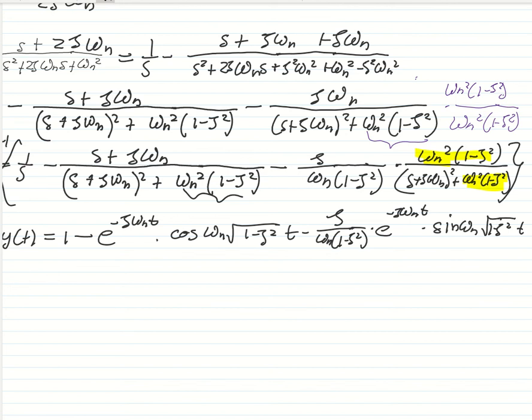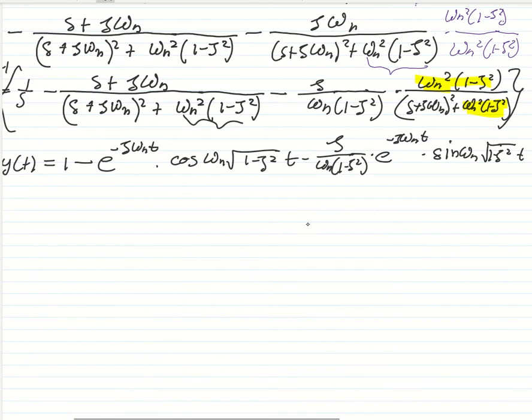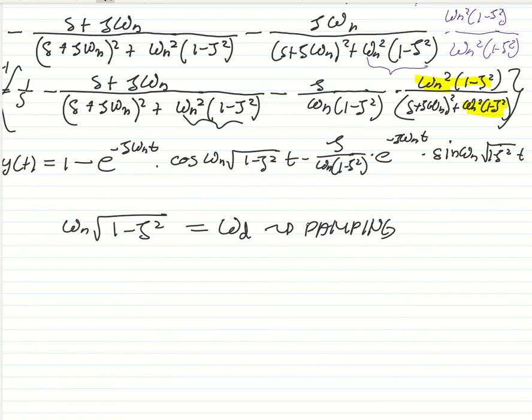And also we need to introduce another parameter here: omega n times the square root of 1 minus zeta squared. This is actually called the damping frequency, or we just call it omega d. So this is the damping frequency, so that we can still simplify our equation. So this will be omega d. This will be omega d.